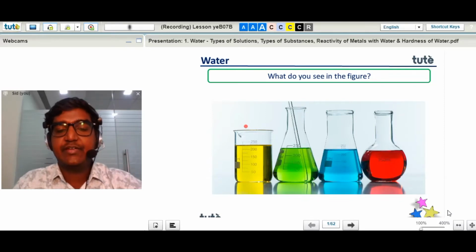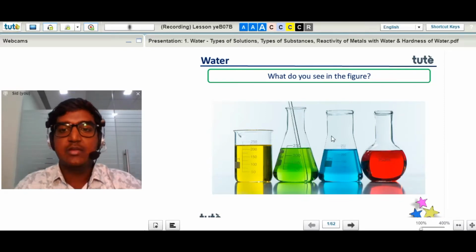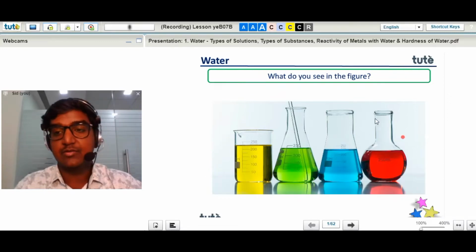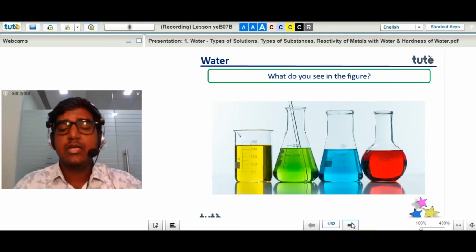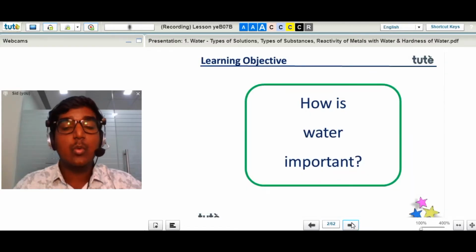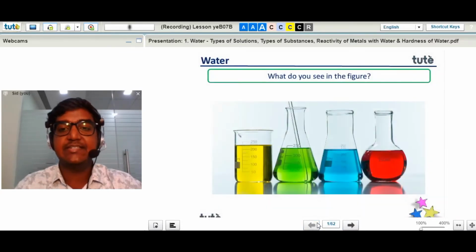What do you see in the figure here? In the figure, there are different apparatus. One is a measuring cylinder, a flask, there's another round bottom flask. So, what do you know? We are going to understand a basic learning objective: how is water important, and the figure here stated that water is a universal solvent, because as you can see, water has dissolved many different substances right there.